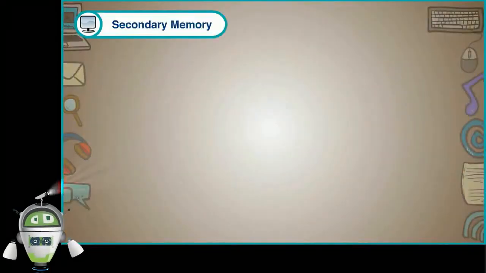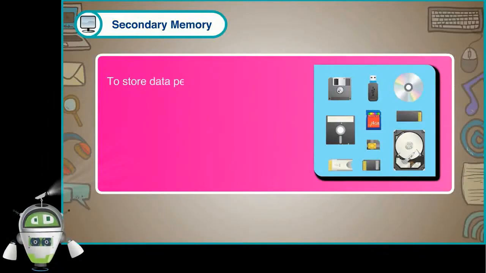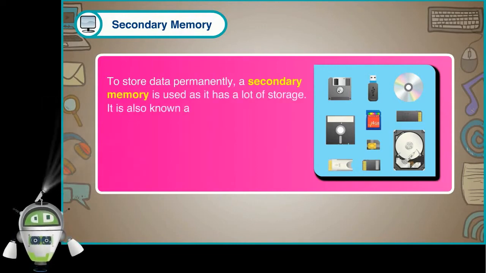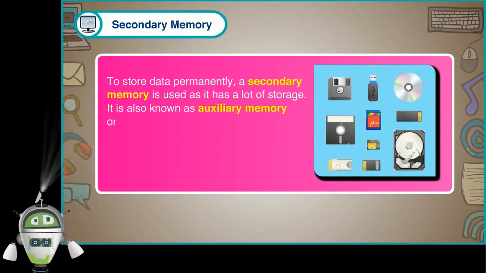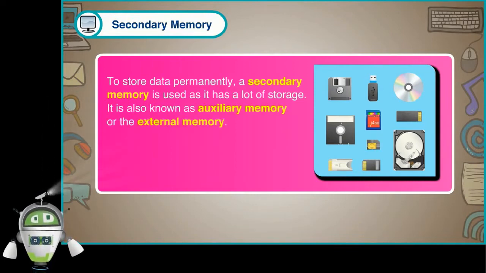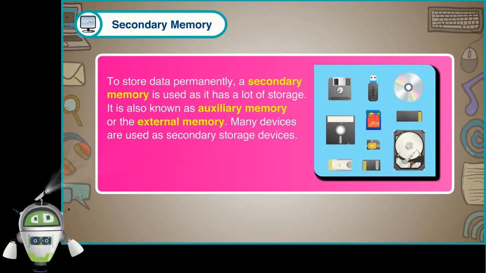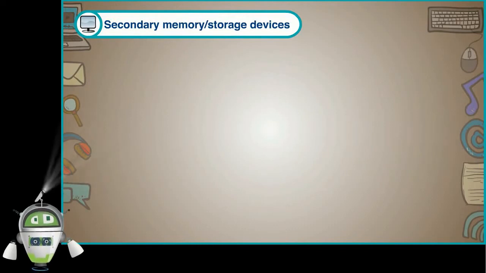Secondary memory. To store data permanently, a secondary memory is used as it has a lot of storage. It is also known as auxiliary memory or external memory. Many devices are used as secondary storage devices. Let us learn about them. Secondary memory or storage devices.